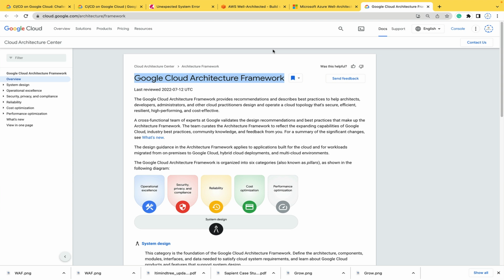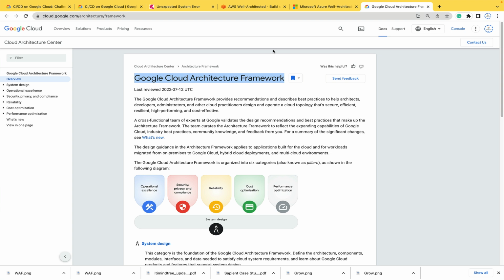best practices to help the architect, developer, administrator and other cloud practitioners design and operate a cloud topology, and how to make it secure, efficient and resilient, with high performance, and how to maintain a cost effective solution.